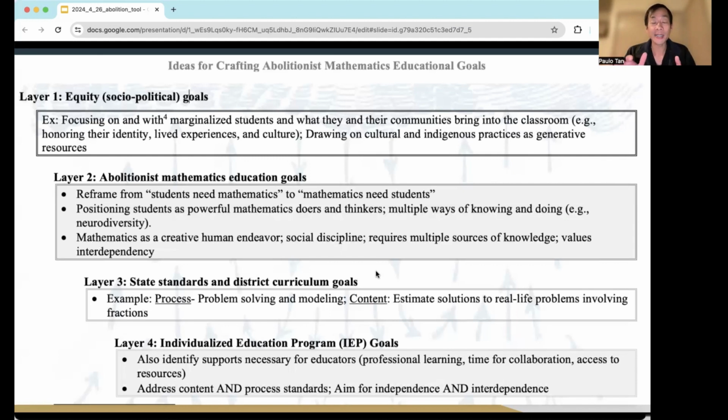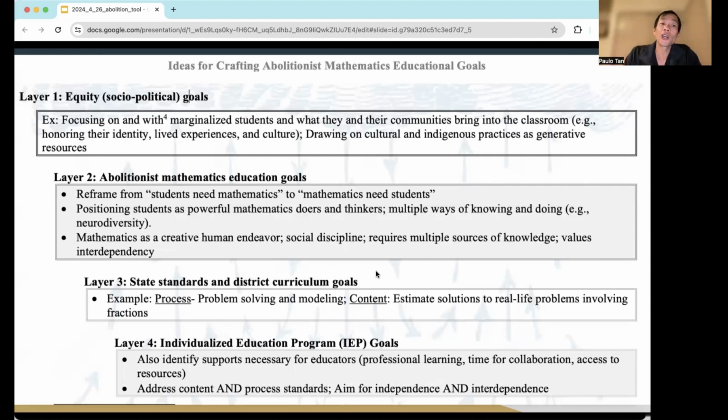And we could talk about that at some other juncture in this podcast, but it really is about going against. I loved how one prospective teacher talked about this mathematics unit planning tool. They said, yeah, this is really just going against the grain. And I was like, yeah, you captured that really well, because I could have just started this presentation with that. That's what this tool is about. It's about going against the grain. So again, layer two are abolitionist mathematics education goals.